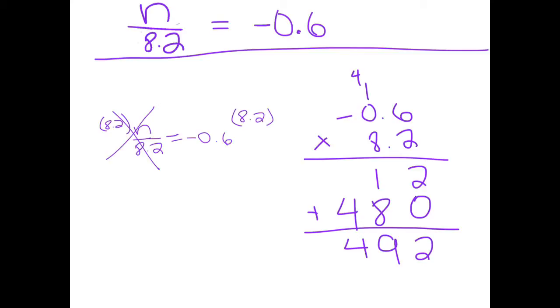And don't forget to bring your decimal down. And also, don't forget to add your negative, because in multiplication, a negative number times a positive number equals a negative number. So that is our answer.